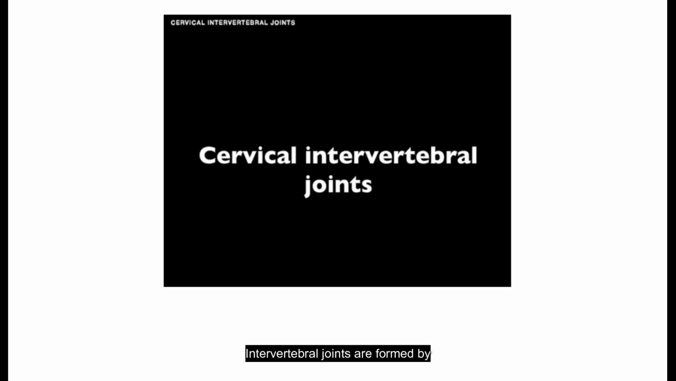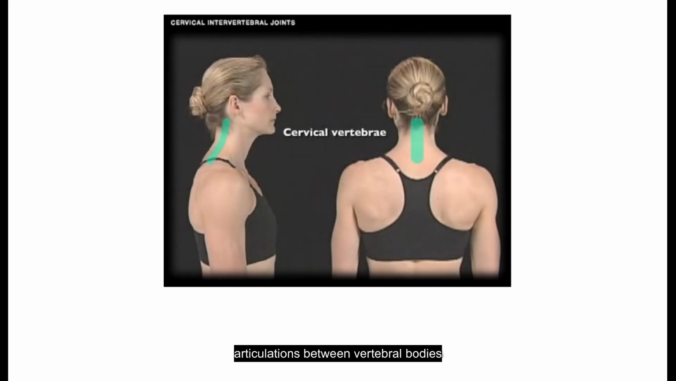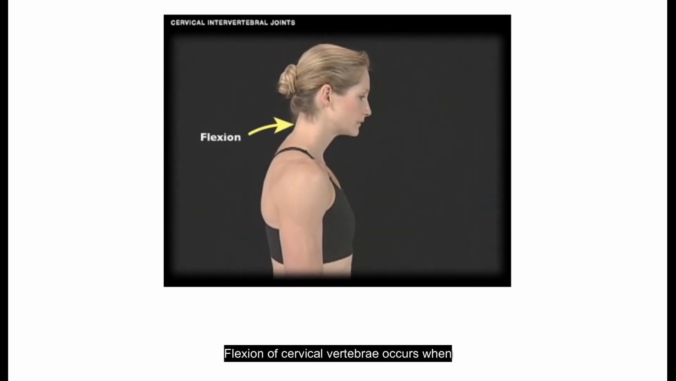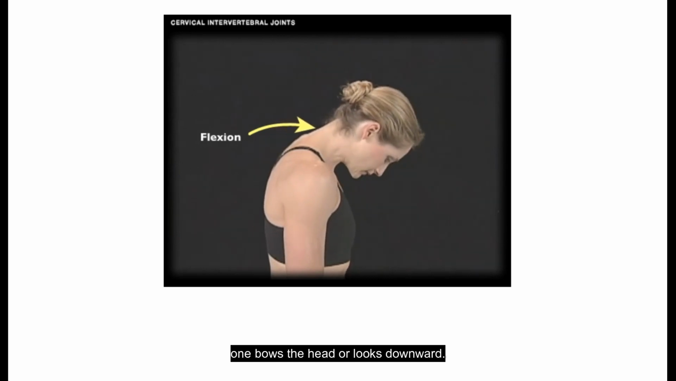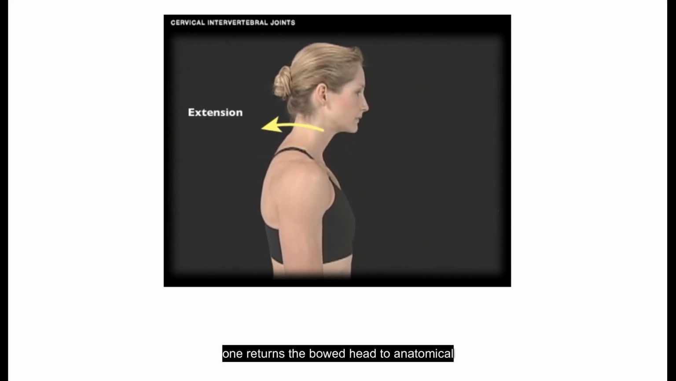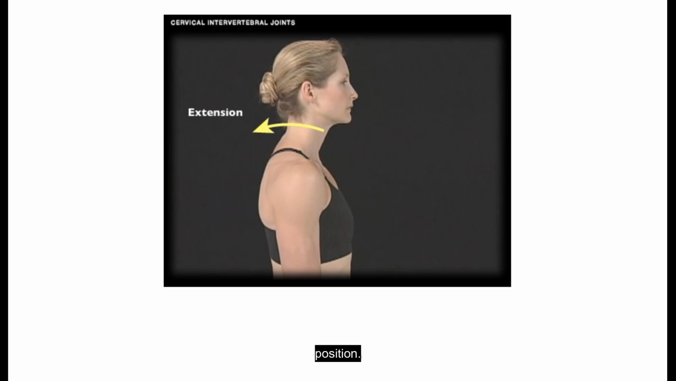Intervertebral joints are formed by articulations between vertebral bodies, united by an intervertebral disc, and between adjacent superior and inferior articular processes. Flexion of cervical vertebrae occurs when one bows the head or looks downward. Extension of cervical vertebrae occurs when one returns the bowed head to anatomical position.